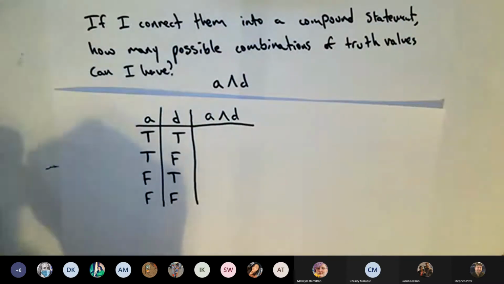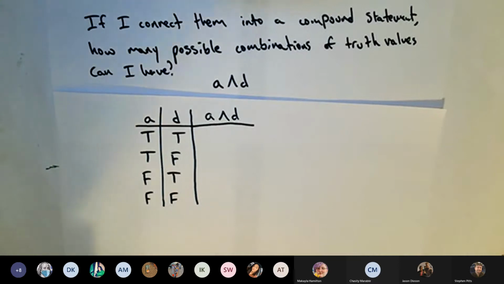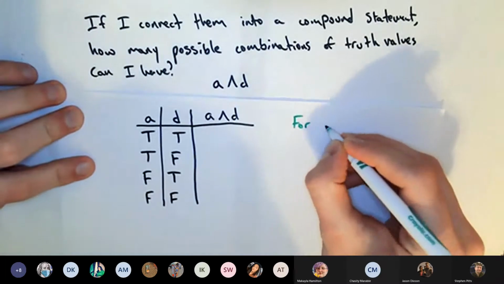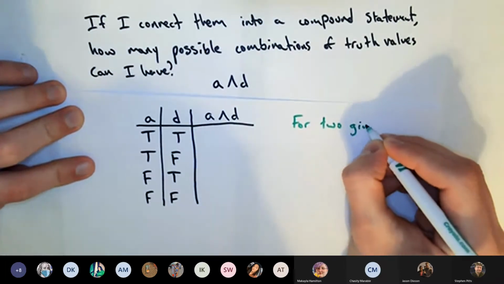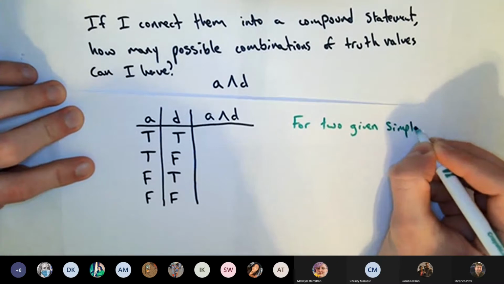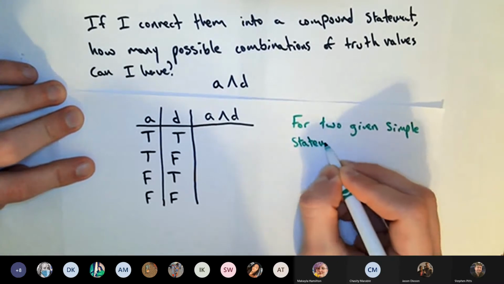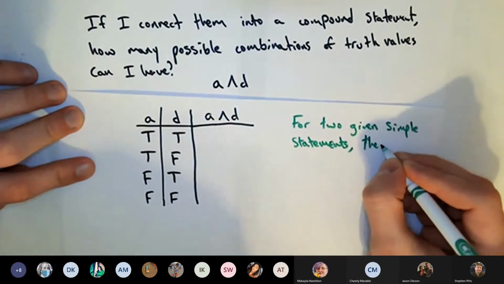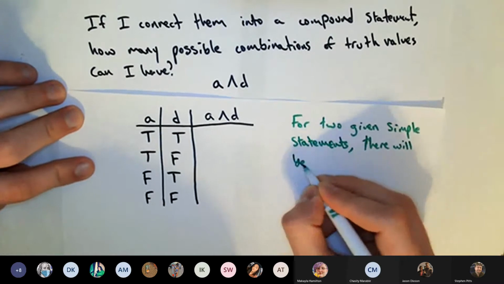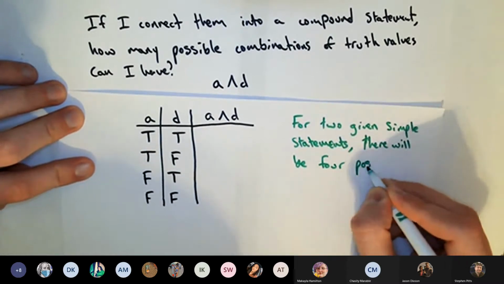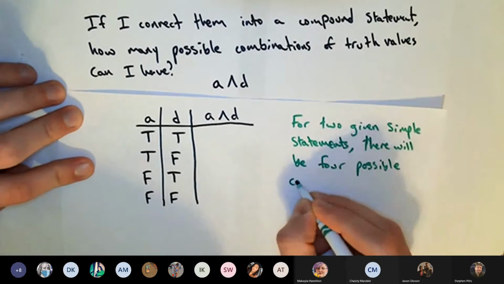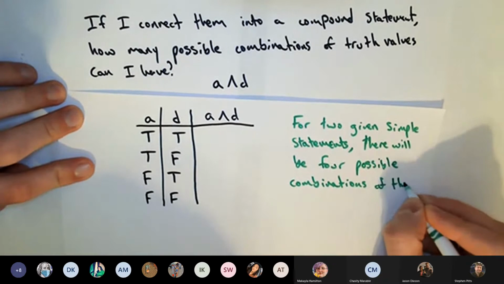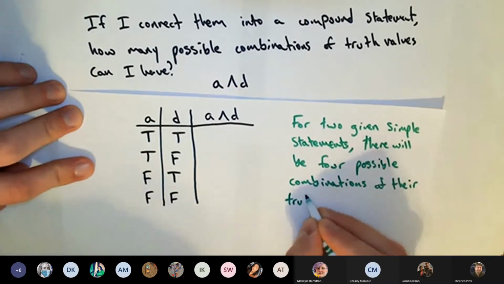All right. Before I get into that, let me write down what I said about the combinations. For 2 given simple statements, there will be 4 possible combinations of their truth values.